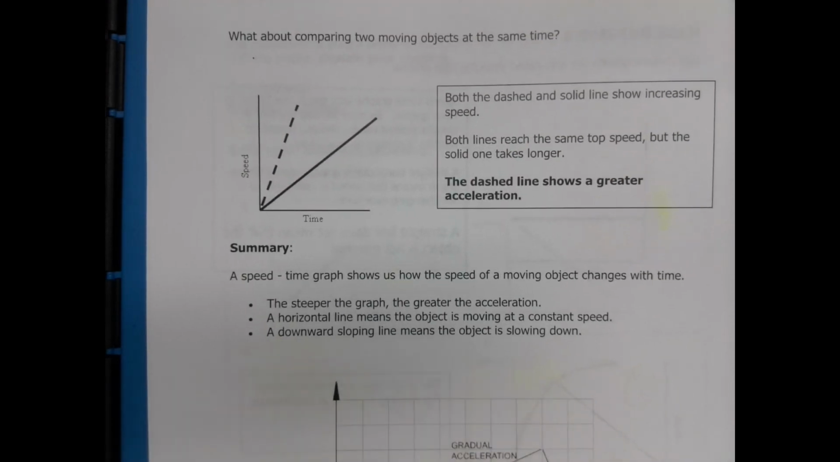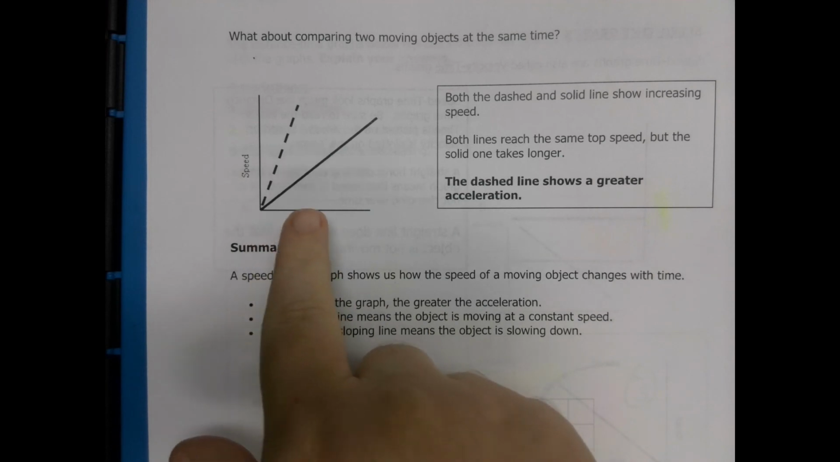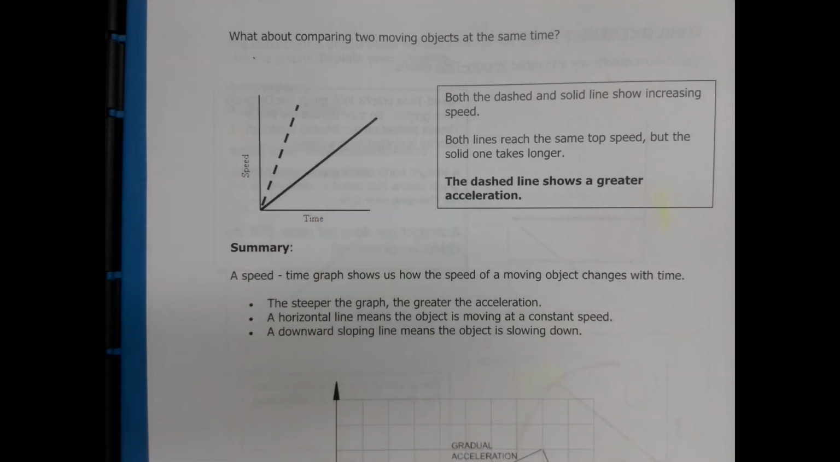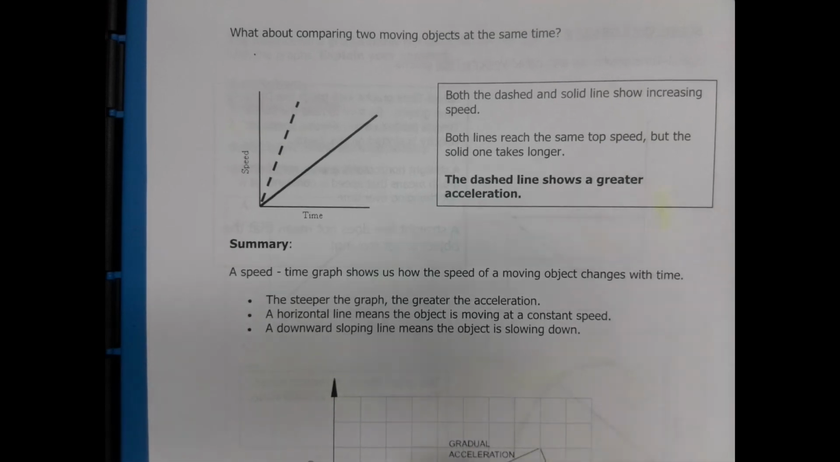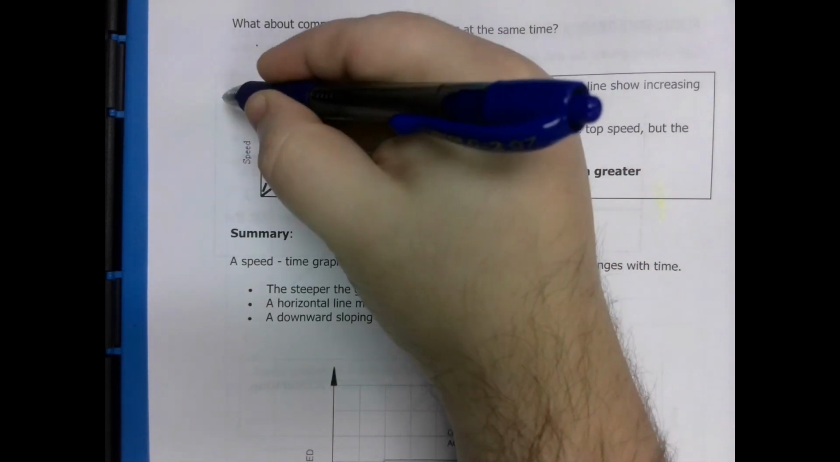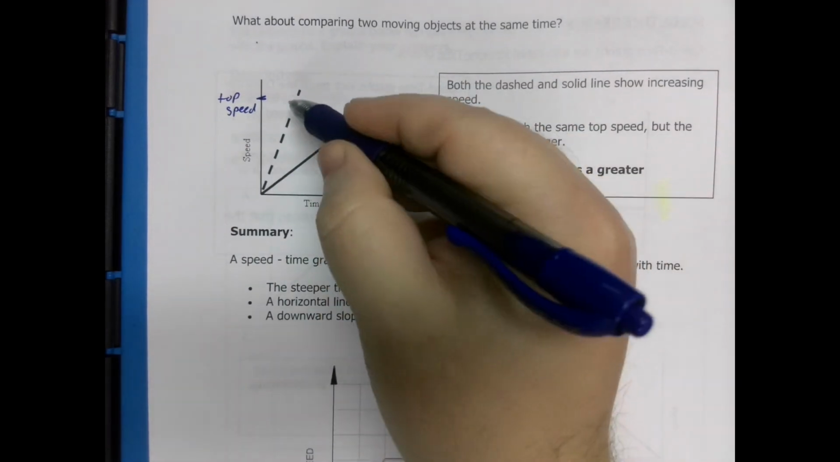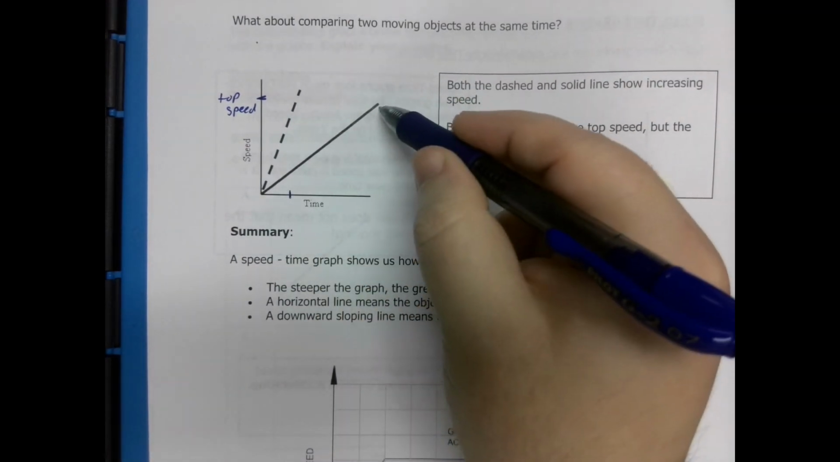When we compare two objects, we can see that both of these lines are speeding up, but the dashed line is speeding up faster, so it has greater acceleration. Both of the lines reach the same top speed. So this will be their top speed. And they both reach it, but this one does it in this amount of time, and this one took longer.